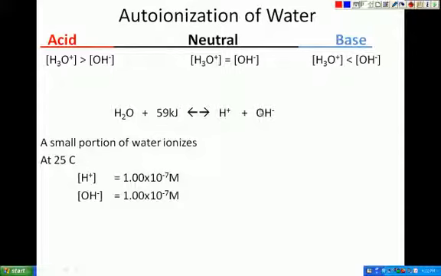And before we talk really about that, let's figure out what some of this stuff means. If something's an acid, all it means is that the concentration of H3O plus is greater than the concentration of OH minus. Neutral simply means the concentration of H3O plus is equal to that of OH minus, and base is the hydroxide ion is greater than the hydronium ion.